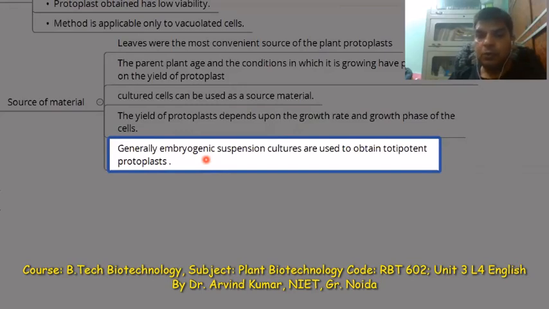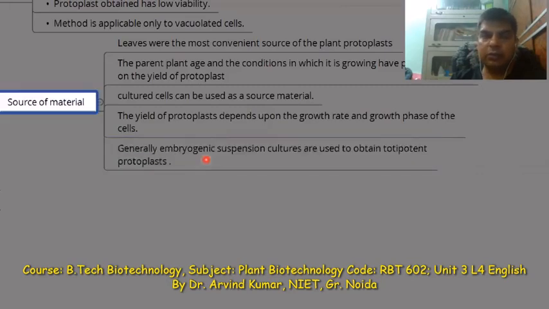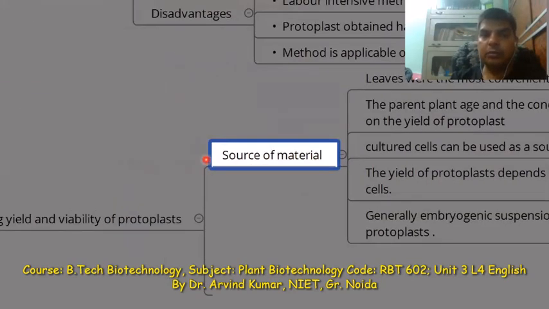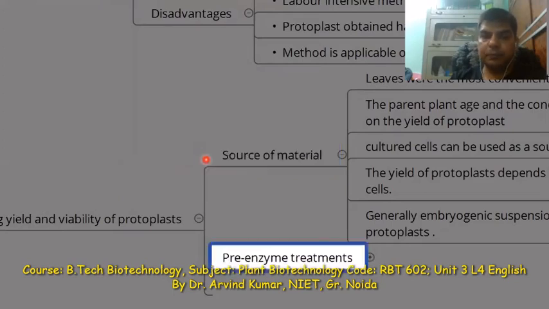If we have embryonic suspension cultures, we can have some totipotent protoplasts, which can give rise to the complete plantlet using the somatic embryogenesis approach.